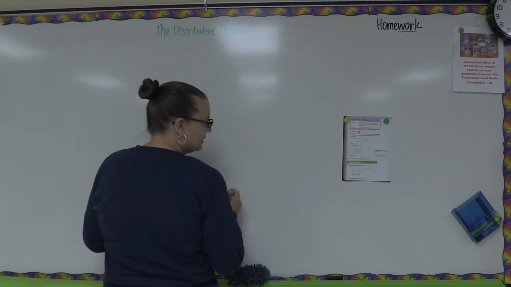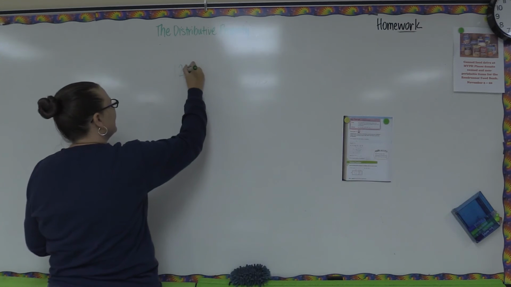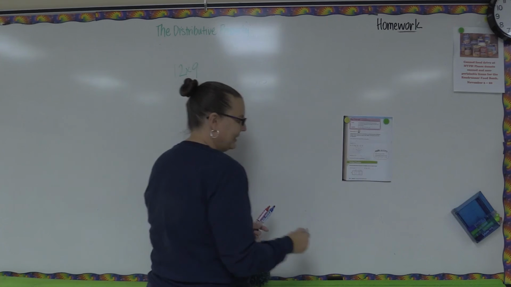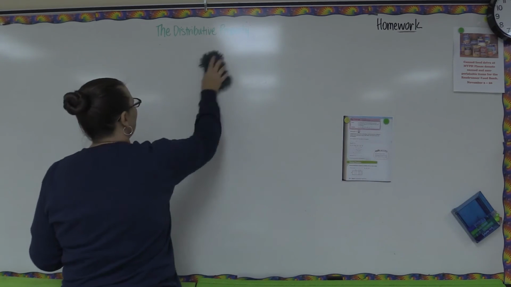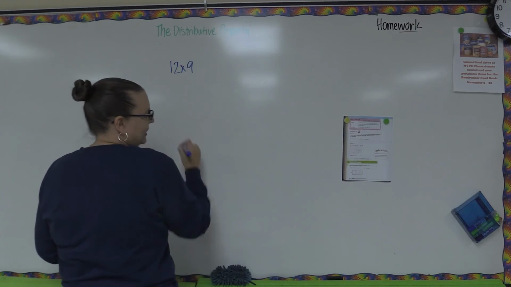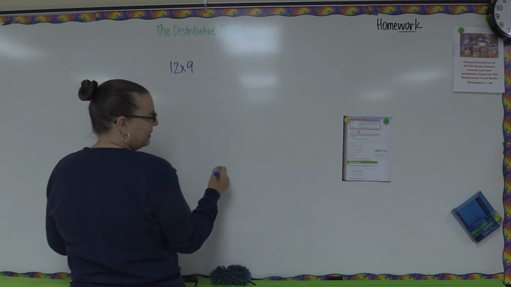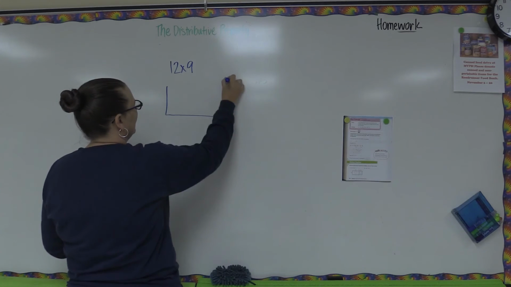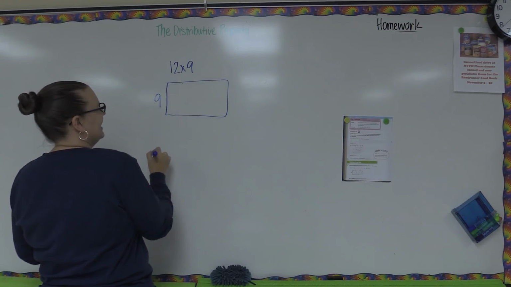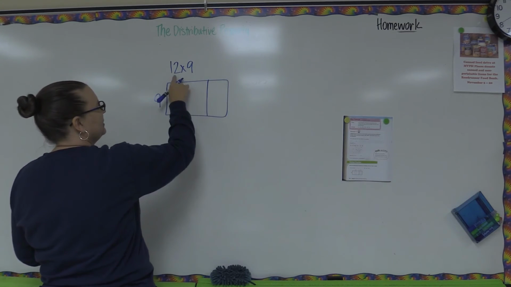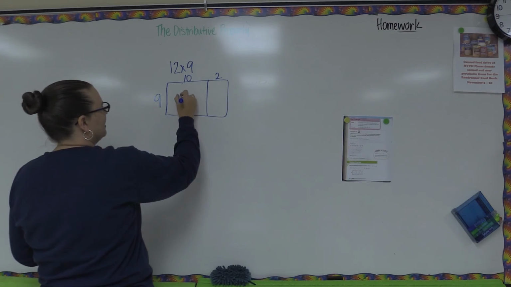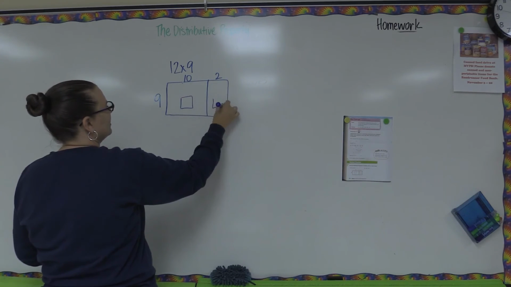The first one says 12 times 9. Okay, I think I'm going to switch colors here because this one's getting a little dry. So let's switch up colors so you can see what I'm doing here. We're doing 12 times 9. So we're going to go ahead and set that up in box form. Remember how we did partial products before? So our 9's going to go on the side, and we're going to decompose the 12 into a 10 and a 2. Then we can do the multiplication in here and get our answers for that.